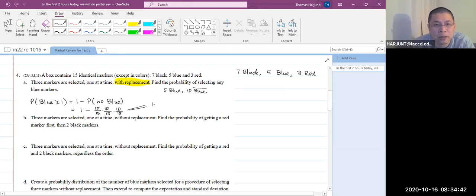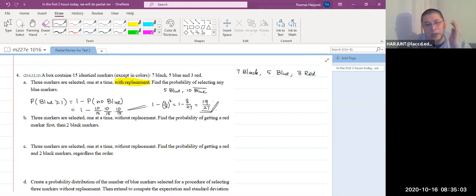Let me simplify this a little bit. That's 2 over 3 cubed. That's 1 minus 8 over 27. That's 19 over 27. Or of course, feel free to use decimals to do that. Just be careful not to do rounding too early.